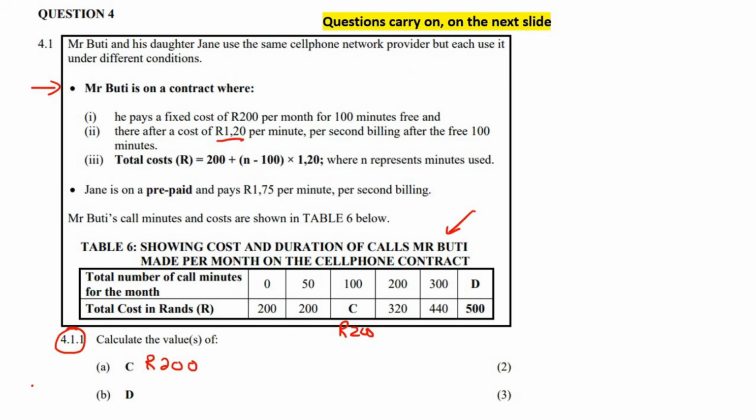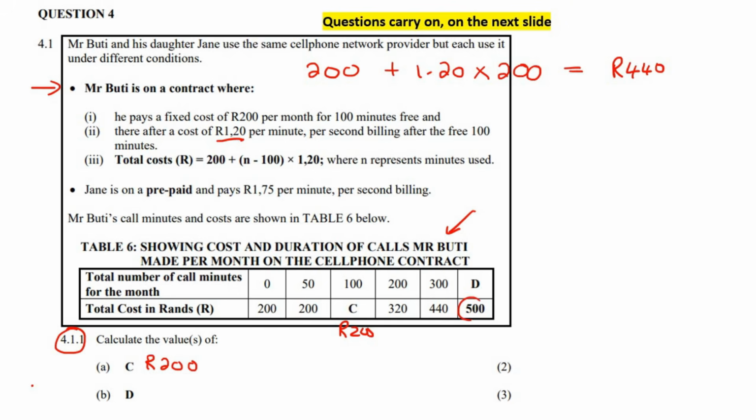Let me show you how they got this number, just out of your own interest. If he speaks for 300 minutes, then he's always going to pay 200 Rand per month. And then for every minute that he goes over the free 100 minutes, he'll pay R1.20. Here he speaks for 300 minutes, but remember that the first 100 are free, so he only speaks for an extra 200 minutes after the 100-minute free. If you work this out, you would end up with 440. And that's exactly what you're getting over here.